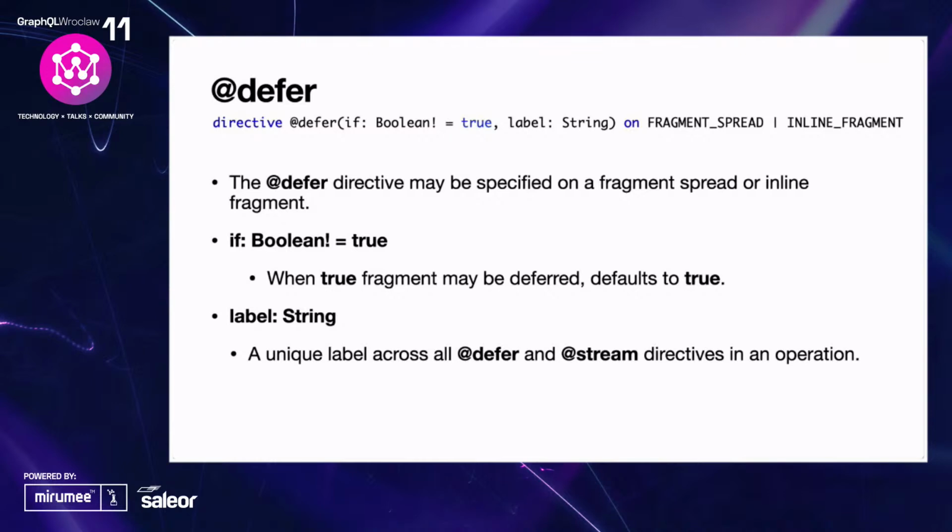And then the label argument is a string that you can pass in, and that string gets mirrored back in the response. So if you have multiple defers in your query, your client can use the label to know which response corresponds to which defer.